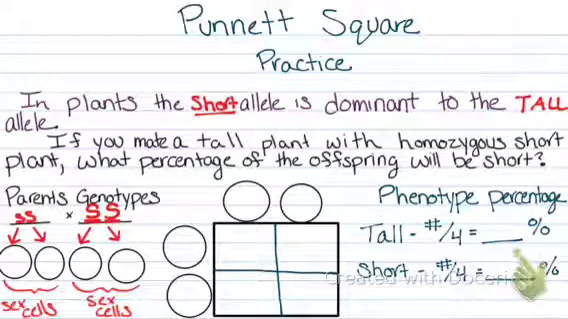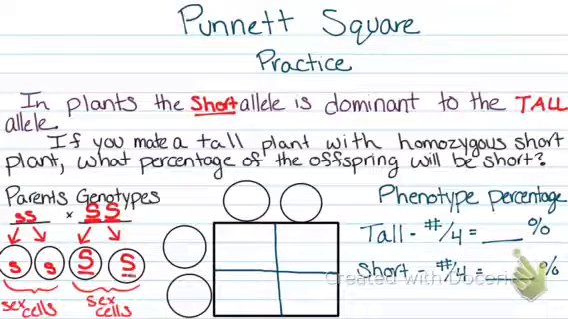Now for the sex cells. The first parent could either put the lowercase s on the left or the lowercase s on the right. The second parent could either put the large uppercase S for short on the left or the large uppercase S for short on the right.